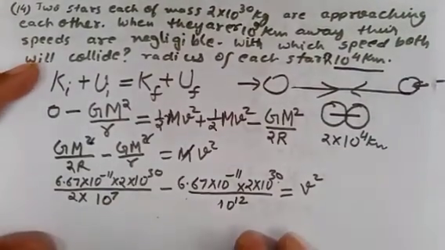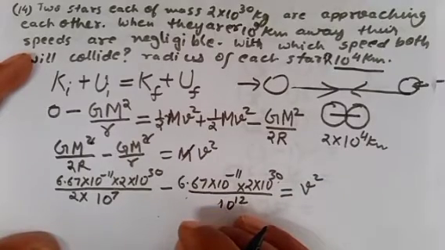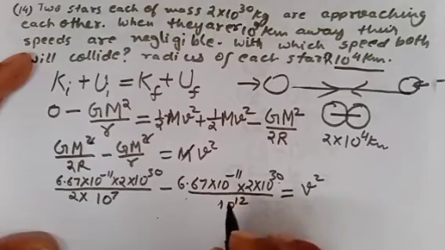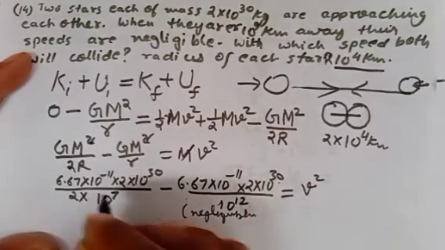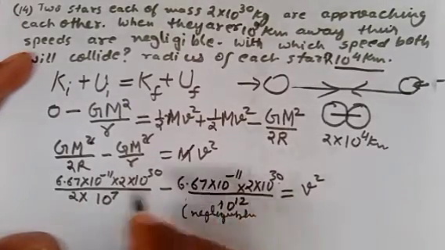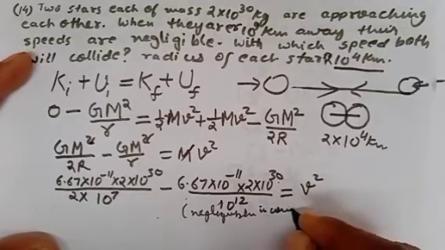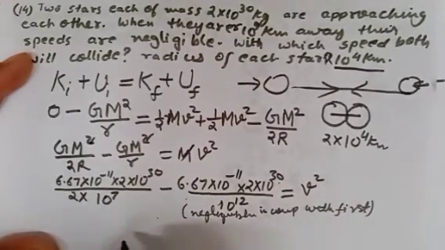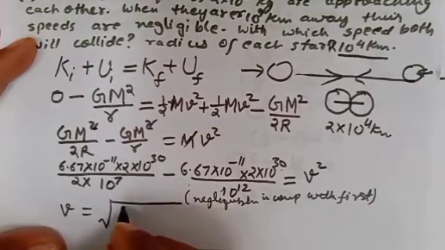In the exam, you have to write something here. But practically, it will be a negligible value. We can write that it is negligible in comparison to the first value. It is a very huge value, but in comparison with this value, it is negligible in comparison with the first value. So that's all. V is the root of this quantity.